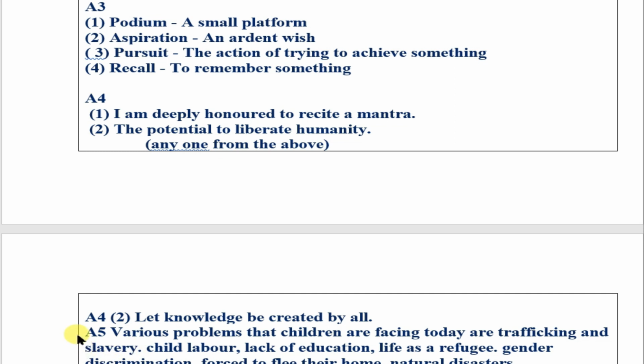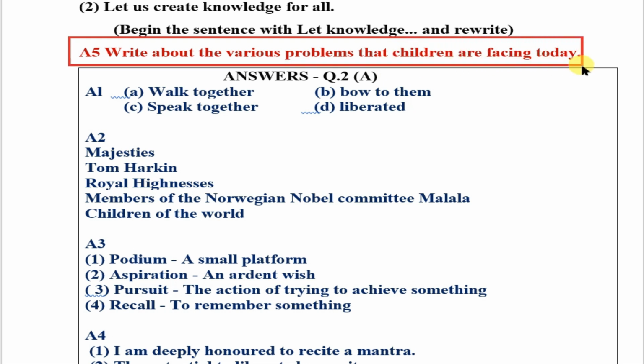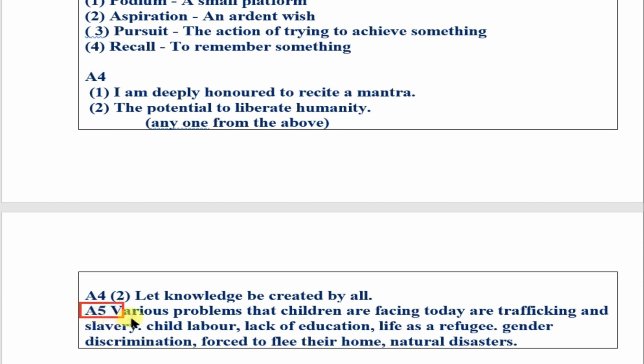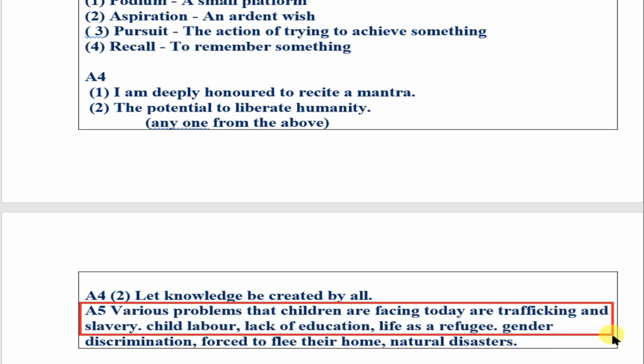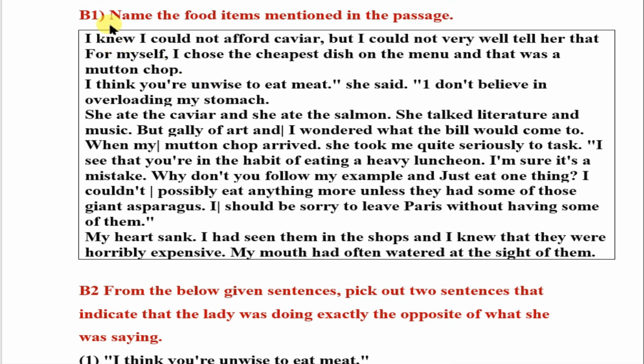Alright, next is the answer of activity A5, which is a personal response type question, and the question is write about the various problems that children are facing today. And the answer is the various problems that children are facing today are trafficking and slavery, child labor, lack of education, life as a refugee, gender discrimination, being forced to flee their home, natural disasters. All these problems children are facing nowadays.